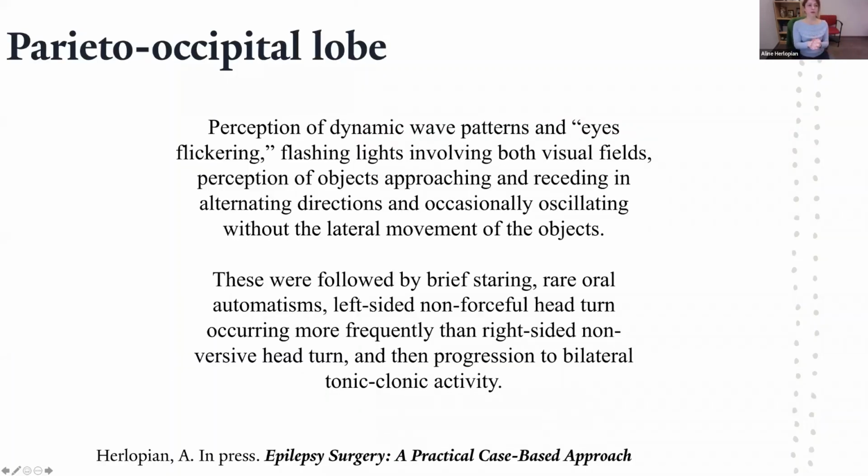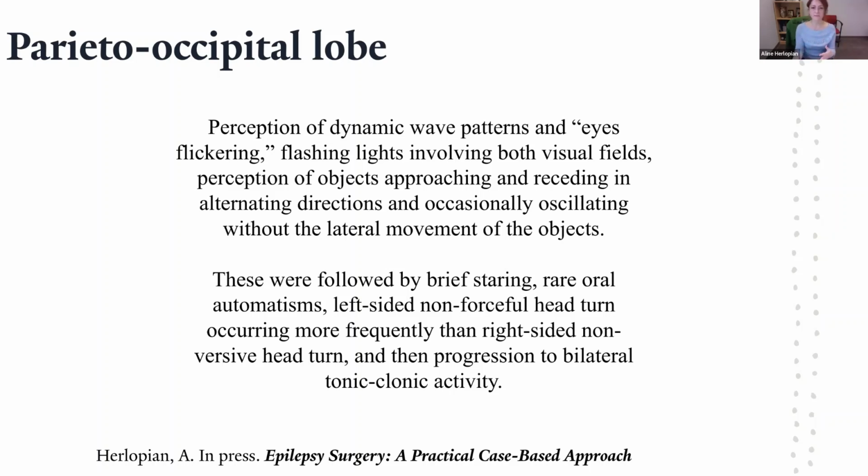So last, we're going to talk about the parieto-occipital types of manifestations. A patient has flickering in his eyes, flashing lights in both visual fields, his perception changes, has palinopsia, where pictures recede in an alternating direction, and they have oscillation, but no movement within the eye field. So all these manifestations, you see there's primitive visual and some movement to the vision. So this points to the parieto-occipital area.